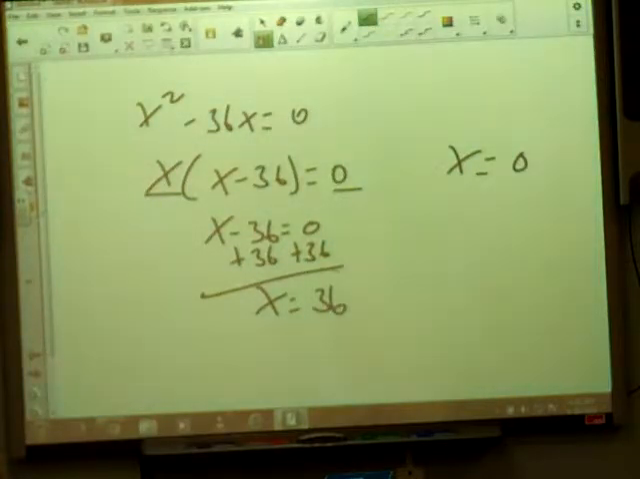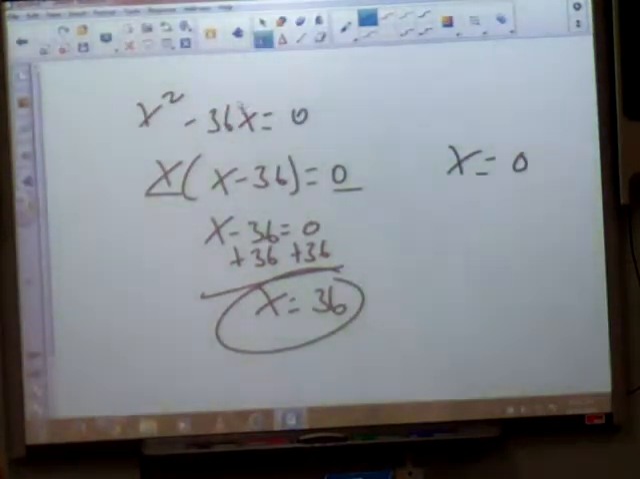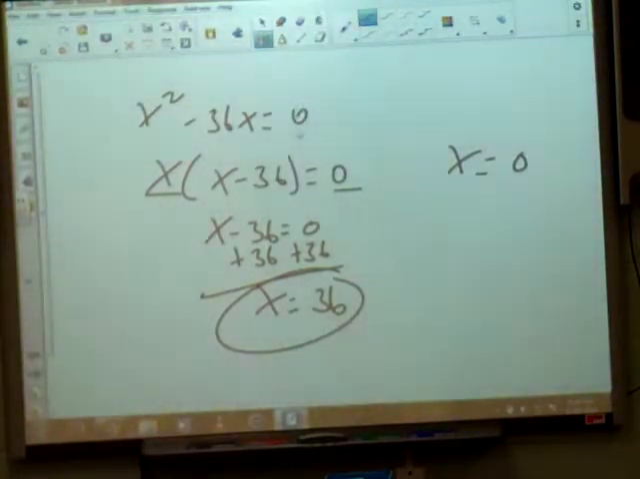That is what you were looking for. And that should make sense. If you look at plugging that back in, isn't 36 squared, which is what this says, the same as 36 times 36? So it should make sense to you, because you're looking for it to equal 0.